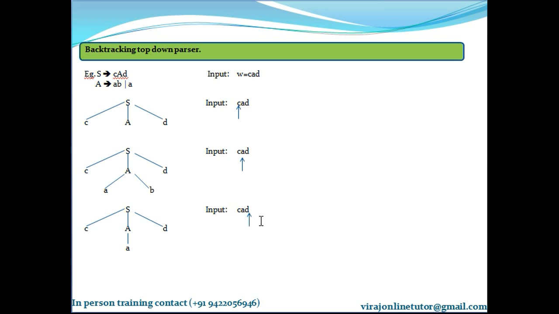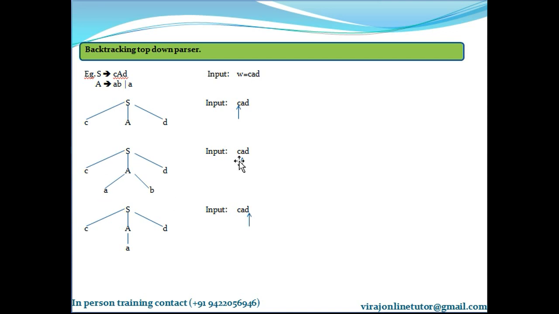Understood? I'll explain this again. So these were the productions that were given to us, and this was the input string given. I replaced the starting symbol with CAD. C was matching with C, so I incremented the pointer. Now capital A is not matching with small a because it's a non-terminal. So I selected the first option of capital A, that was AB.